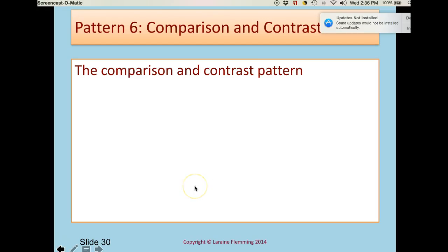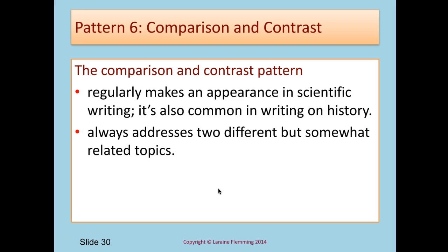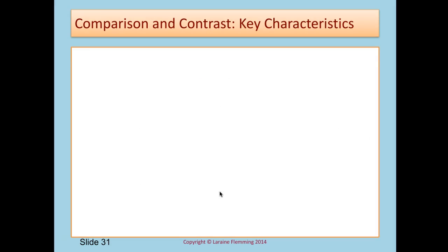Pattern number 6 is the comparison and contrast pattern of organization. While we see this often in scientific writing, it's also a common pattern that's used in history or the social sciences, where you're comparing one group of people or one type of person to another. It always addresses two, and in some cases more, different but somehow related topics. So the comparison contrast can deal with people, it can deal with events or ideas, it can deal with weather patterns, any number of different topics.